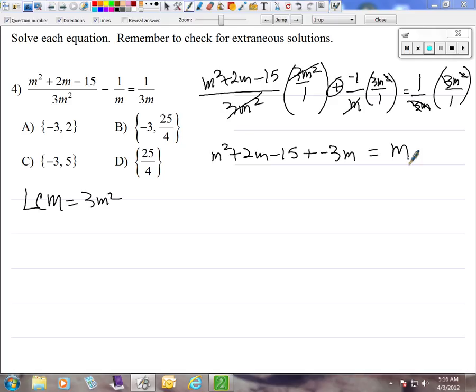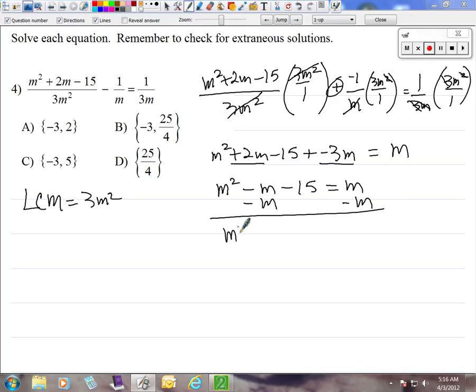Well, we have a squared up there, don't we? That means we need to combine like terms and get this equal to 0. Well, we have a 2m and a negative 3m. That's minus m. Now to get it equal to 0, we need to subtract m. Now we have an m squared minus 2m minus 15 equals 0.